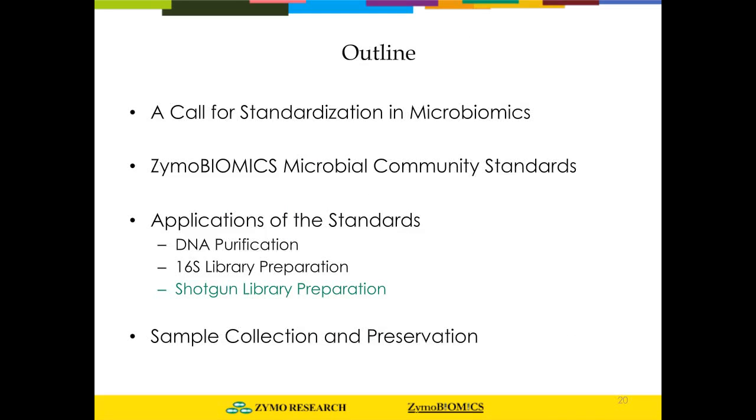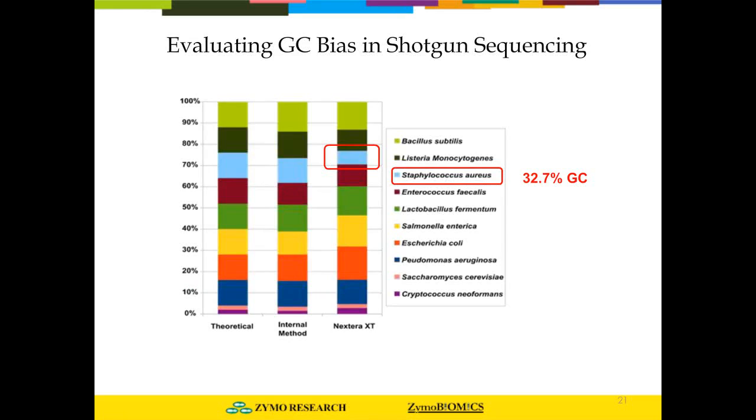Okay, the next one. So the ZymoBIOMICS microbial community standard can be used to assess different shotgun library preparation methods as well. Using the ZymoBIOMICS microbial DNA standard as an input, one can compare different library preparation methods. So here we compare 2 library preparation methods for shotgun sequencing, an internal method and the Nextera XT kit, a popular kit provided by Illumina.